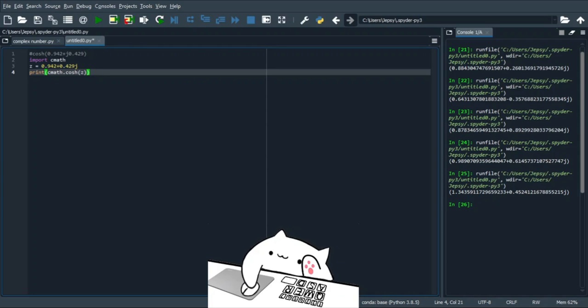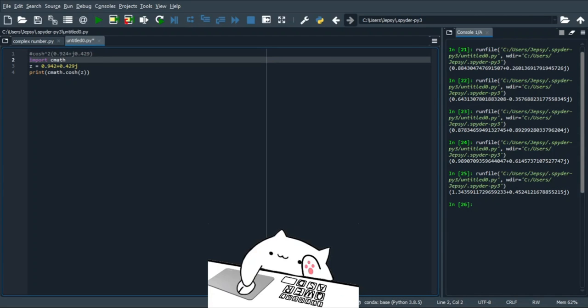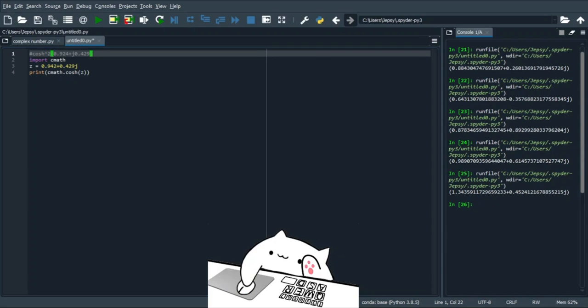Okay, our last one is involving squares. So just put it down here. So this is your cos raised to 2, of 0.924 plus j 0.429, minus sinh raised to 2, times your 0.942 plus 0.429j.